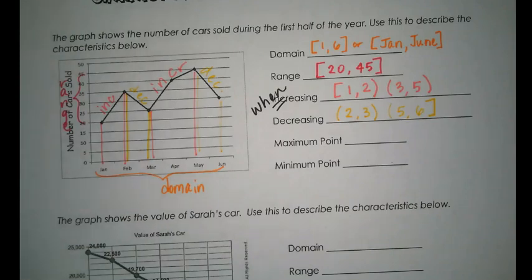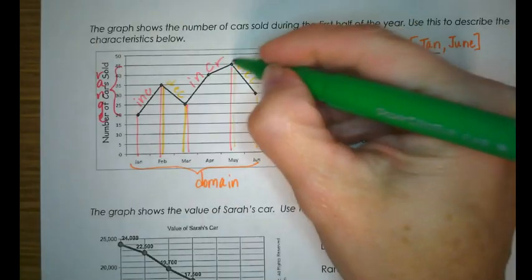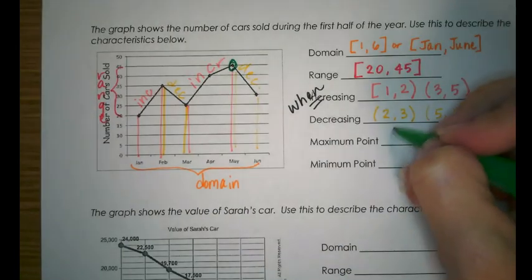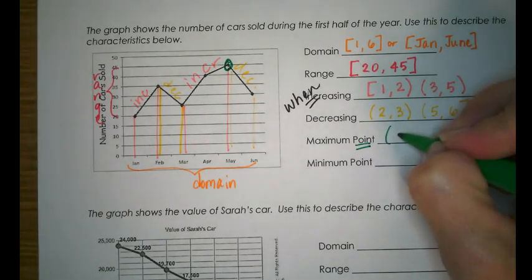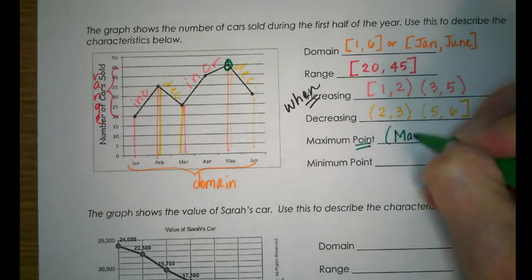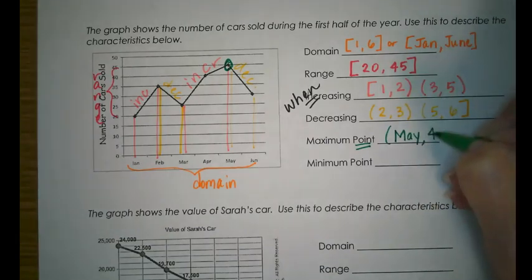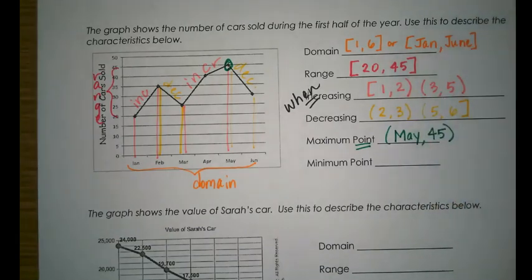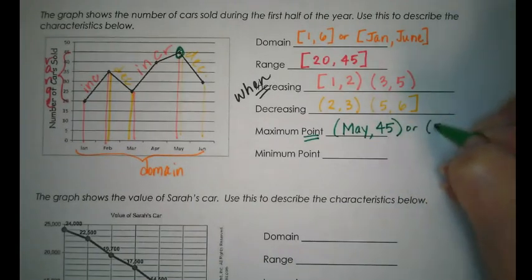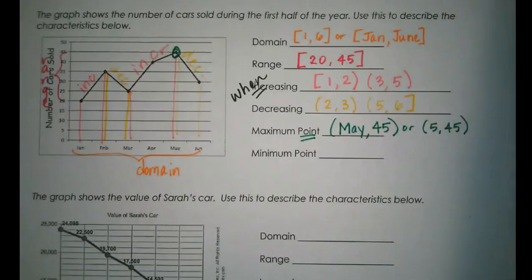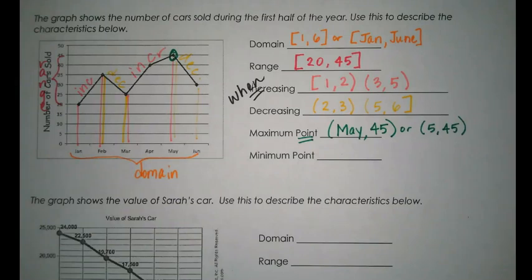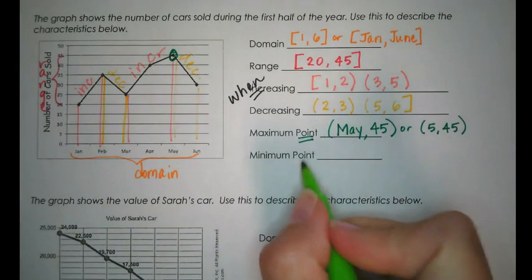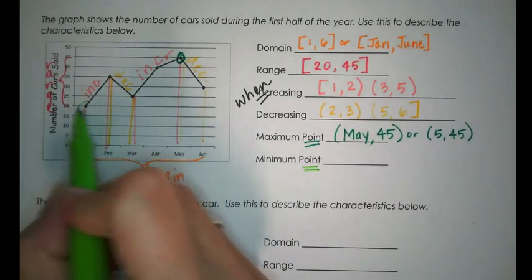All right, next, maximum point. So the highest point on my function is right here. And that is a point, which is written as an ordered pair, and ordered pairs are always in parentheses. So this occurred in May, and my sales were 45 cars. So, we could write it as (5, 45). So what that tells me is that I sold the most cars during the month of May, and that's when I sold 45 cars.